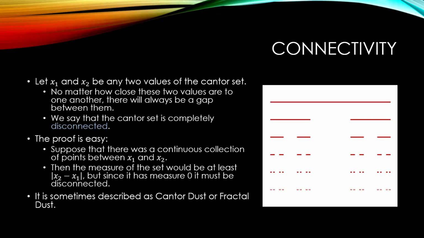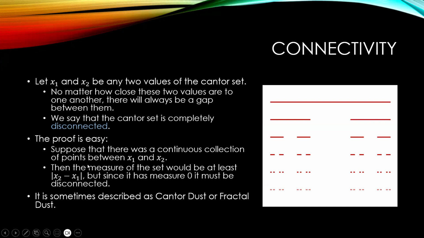And so we have a measure zero set. The next big question is, are the points even connected? Let x1 and x2 be any two values on the Cantor set. No matter how close these two values are to one another, there will always be a gap between them. We say that the Cantor set is completely disconnected because no matter where you are, you're always going to find values that are not part of the Cantor set.